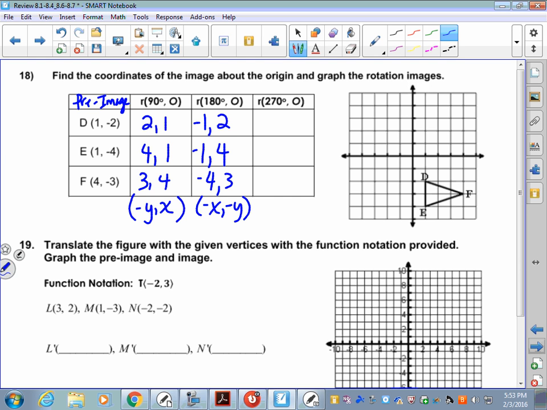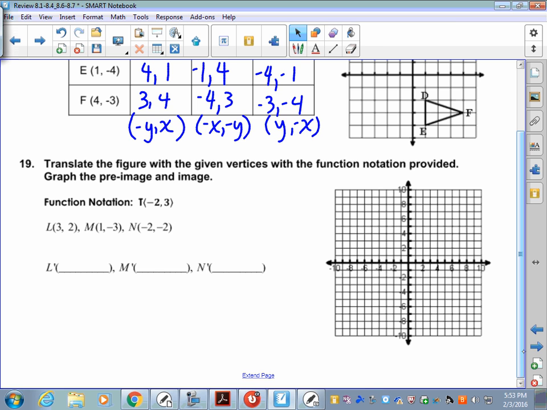And then our rule for 270 is y, comma, negative x. Change the sign of x and then switch the order of x and y. So we should have negative 2, negative 1, negative 4, negative 1, negative 3, negative 4.